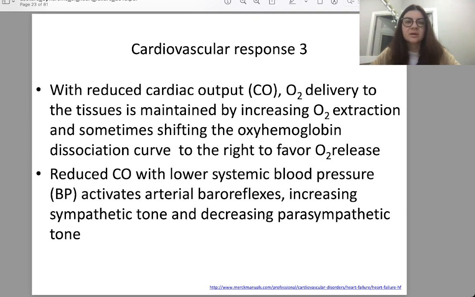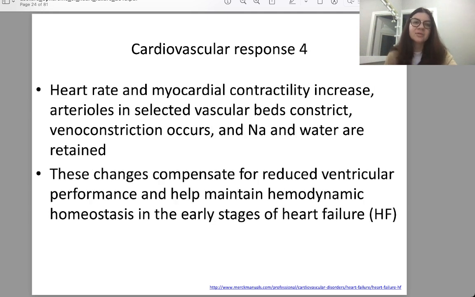Reduced cardiac output with a lower systemic blood pressure activates arterial baroreflexes, increased sympathetic tone, and decreasing parasympathetic tone. Heart rate and myocardial contractility increase in this case. Arterioles in selected vascular beds constrict, venoconstriction occurs, and sodium and water are retained. These changes compensate for reduced ventricular performance and help maintain hemodynamic homeostasis in the early stages of heart failure.